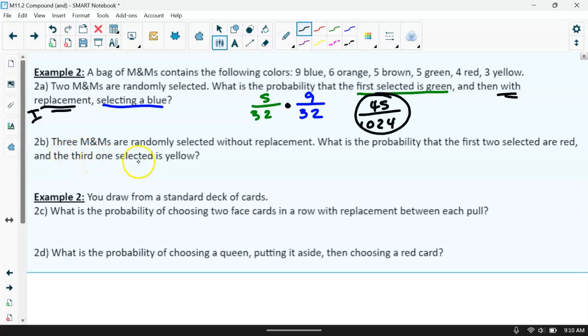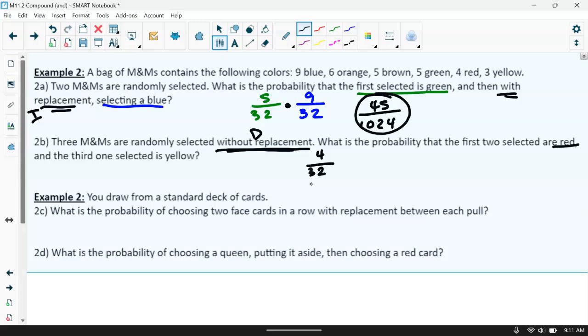3 M&Ms are randomly selected without replacement. Now notice this is a dependent event. The second and third events, because we're choosing 3 M&Ms, depend on the first. So keep that in mind. What is the probability that the first 2 selected are red? Well, here we go. What is the probability of getting red right now? 4 out of 32, right? That is just the probability of getting the first red.